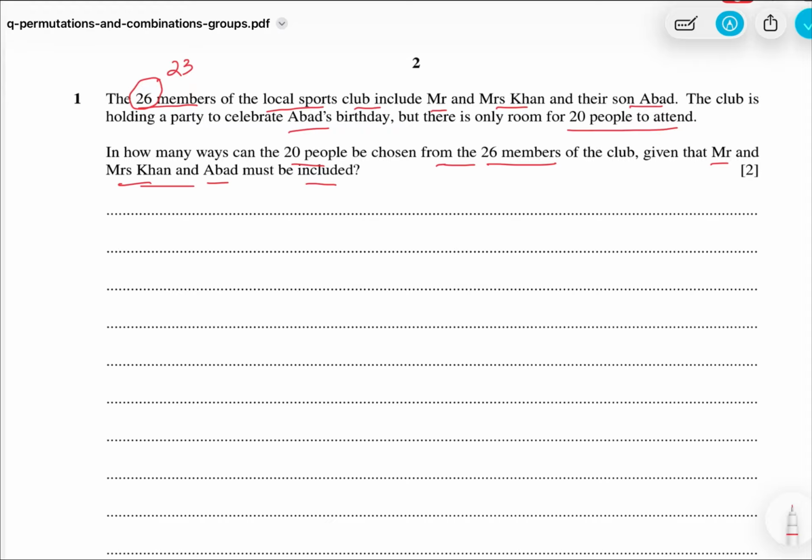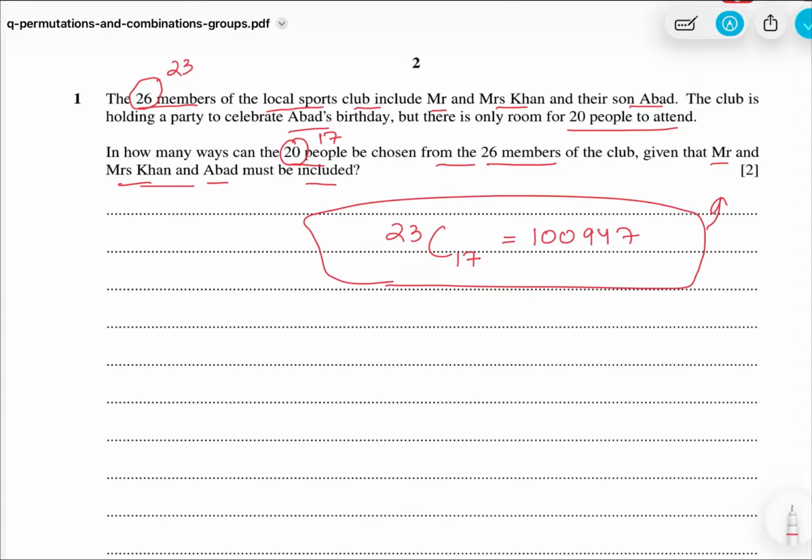Yes or no? Out of that 23, how many members are remaining? 17, because 3 have already been chosen. So 23C17, that is 100947. See, in one line we have solved this one.